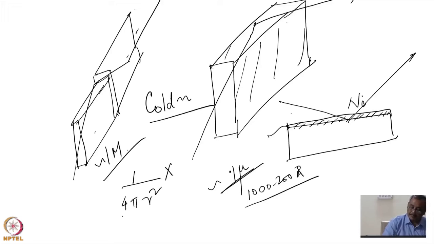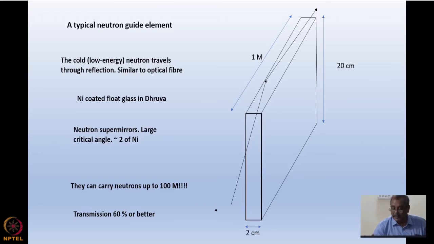So the transmission depends on the length of the guide and how well we align them. Because now we are talking about such small angles, it is important that the alignment is proper. So the cold or low energy neutron travels through reflection, similar to an optical fiber. In Dhruva, we have nickel coated float glasses, and also multiple coatings known as neutron super mirrors, which I will explain shortly, which have even larger critical angles. These can be used to carry neutrons up to hundreds of meters, and they have an overall transmission much better than 60 or 70%.